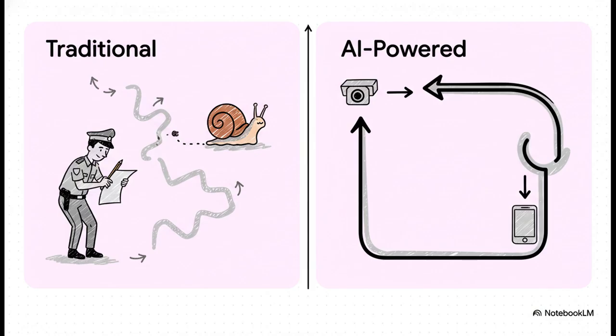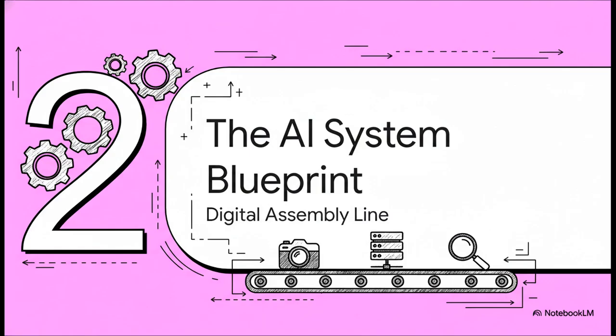On the left, you've got the old way. Slow, manual, totally dependent on a police officer happening to be in the right place at the right time. But look at the right. The AI-powered future, it's a continuous, automated loop. This is a huge deal. It's about moving from just reacting to violations to actually proactively shaping how people drive in real time. All right, let's keep moving and see how this thing is actually built.